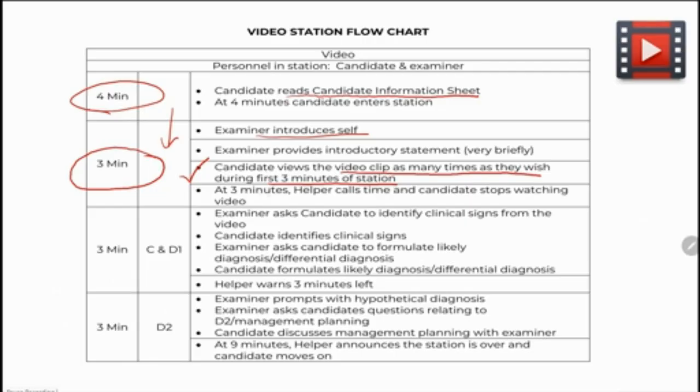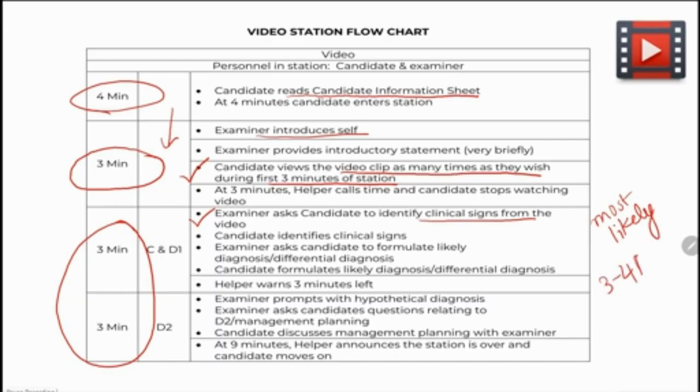At the end of 3 minutes, there will be a warning knock at the door. The next 6 minutes will be discussion with the examiner. The examiner will ask the candidate to identify the clinical signs from the video, and the candidate will summarize the findings to the examiner. Also you need to tell what is the most likely diagnosis, and also give at least 3 to 4 differential diagnoses. It's very important. Always give the most likely diagnosis followed by 3 to 4 differential diagnoses.